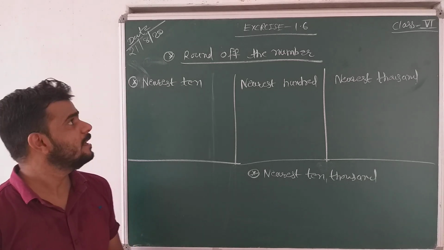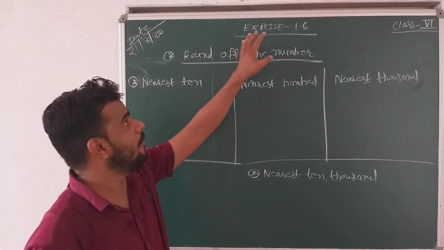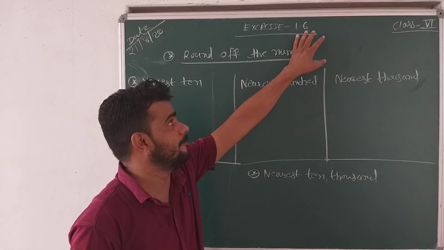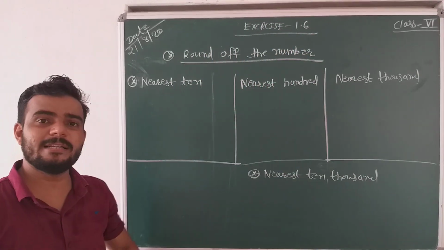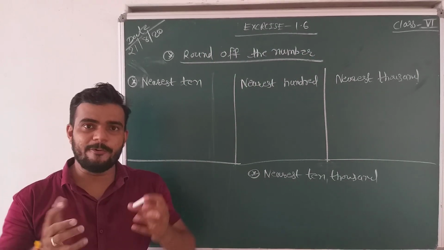Okay. So the last class we learned exercise 1.5. Now we are going to start exercise 1.6. And exercise 1.6 means we have to do rounding off.